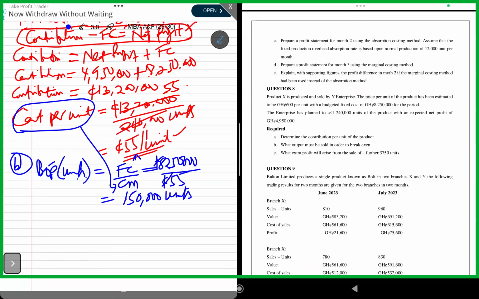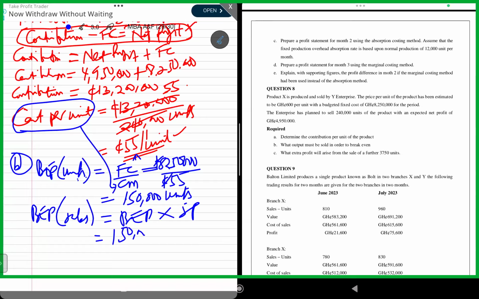Now, assume the question said, find the break-even point in sales value. So you can just write BEP in brackets, sales. Then your break-even point is BEP times selling price. Simple. So what is your BEP? 150,000 units. What is your selling price? 600. Are you good? Yeah. All right.